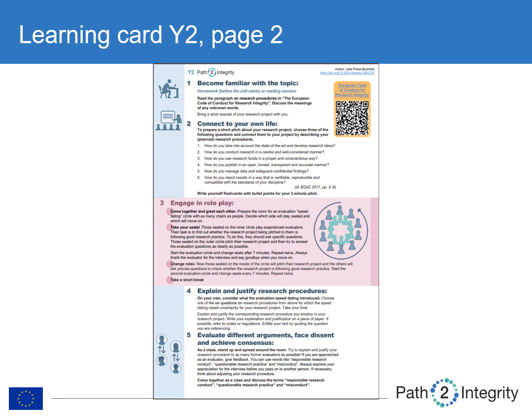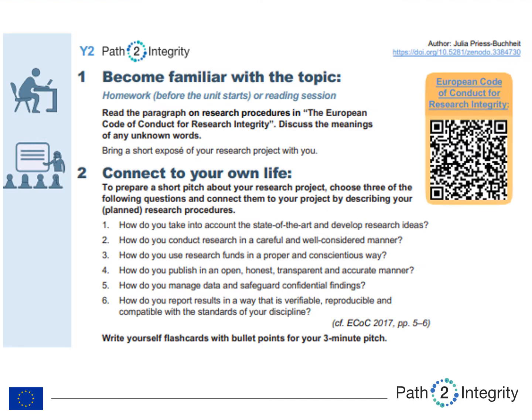Each learning card contains a preparation phase. Thus, you can divide each learning session into 2 phases: 1, the individual preparation phase, and 2, the classroom education. The first step would be to become familiar with the topic. It's very often given as a homework assignment to the participants as a self-directed preparation, for example, to read a certain paragraph of the European Code of Conduct for research integrity.